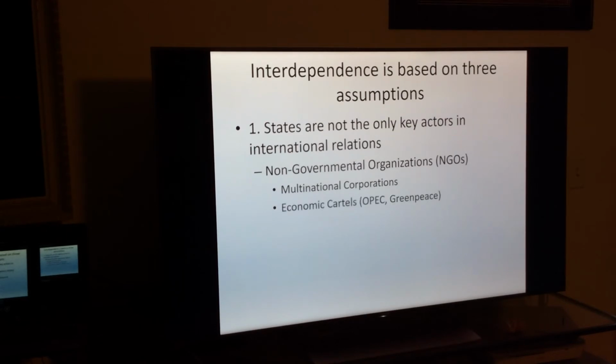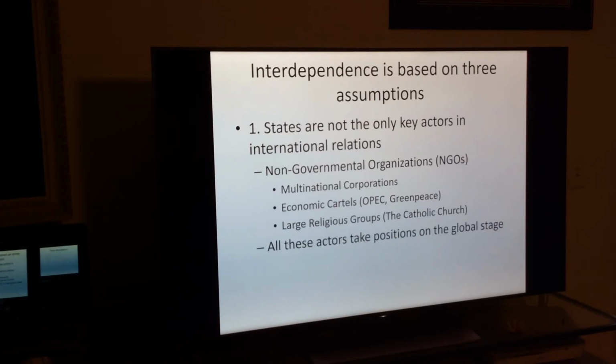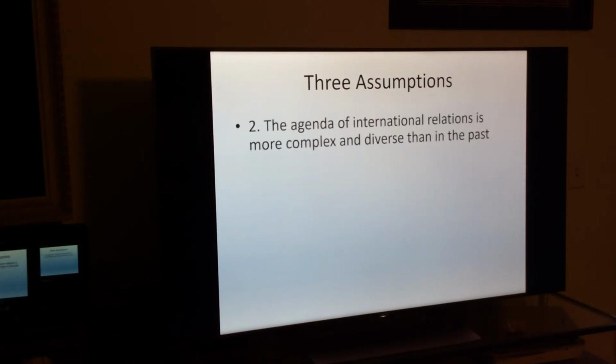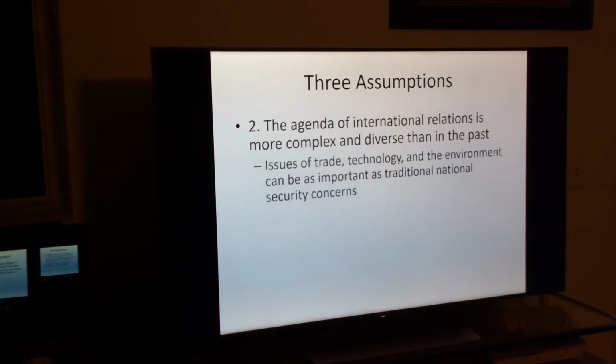Economic cartels like OPEC and Greenpeace. OPEC controls how much oil is pumped out of the ground. Large religious groups, the Catholic Church, right? That's a non-governmental organization. All these actors take positions on the global stage, so they all play an important role. Not just the state, but also these entities play a major role. Two, the agenda of international relations is more complex and diverse than in the past, because it's a smaller world, right? Where we can easily communicate with each other. Issues of trade, technology, and the environment can be as important as traditional national security concerns.